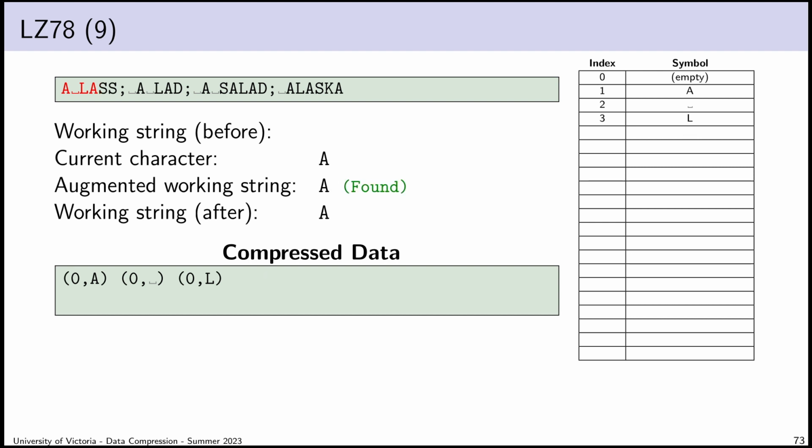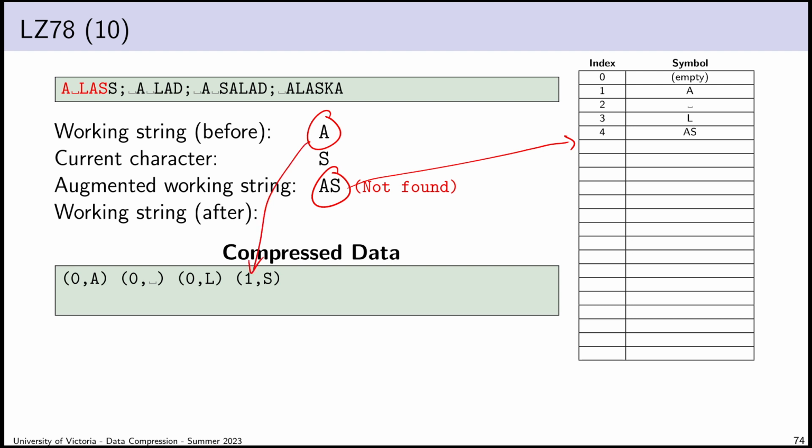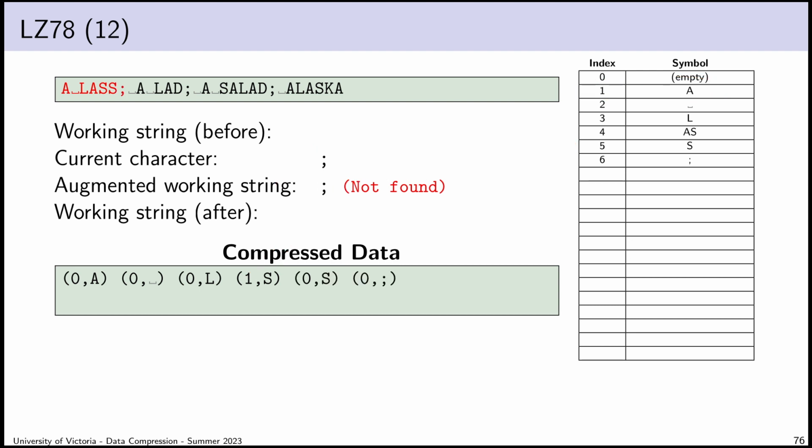Okay, and then eventually we do have some cases where we find the working string. So here the working string was empty. I try adding the character A to it, and it is found. So here I output nothing. I just cycle my working string back, and at the beginning of the next step, it's going to be the character A. So there it is. I add the character S. Okay, but that's not found. So I do, like I've done before, I add this to my symbol table, it becomes index 4, and I emit a pair consisting of the index of the old working string, so that's this, index 1, there it is, and then the literal that broke the working string, so S. All right, and then I just keep walking.